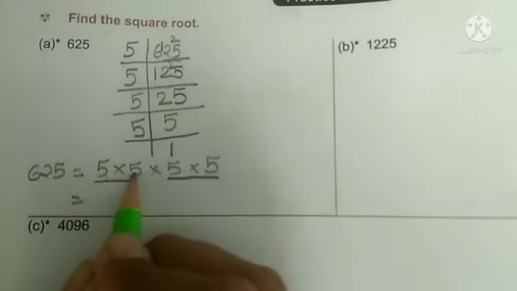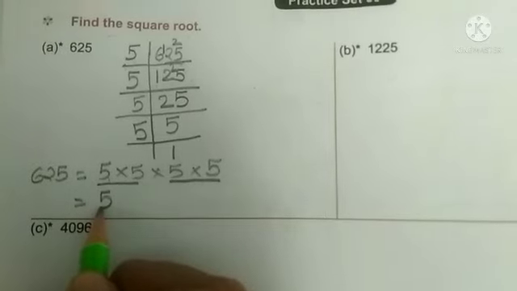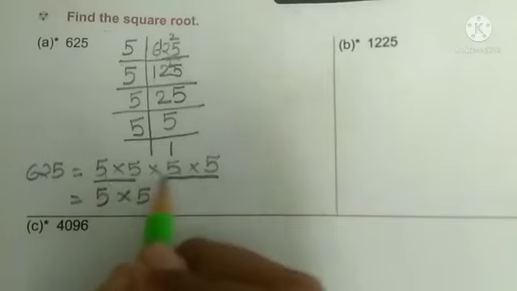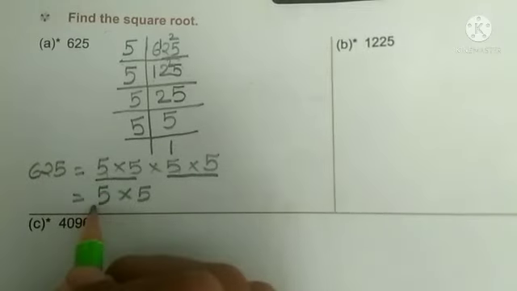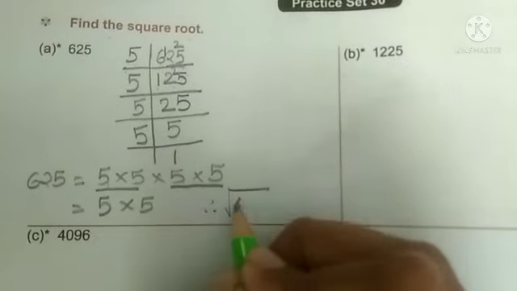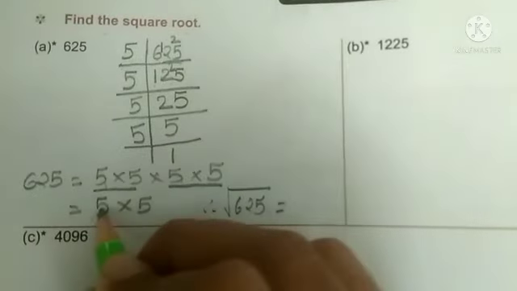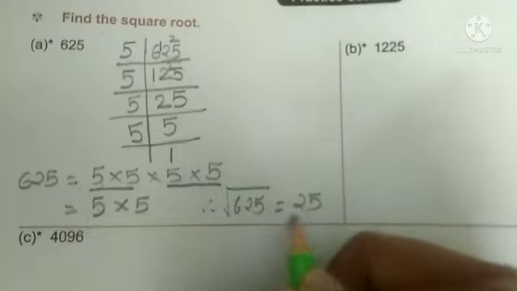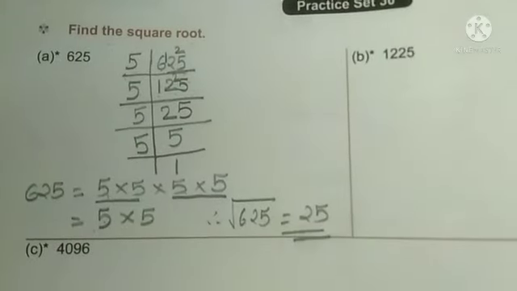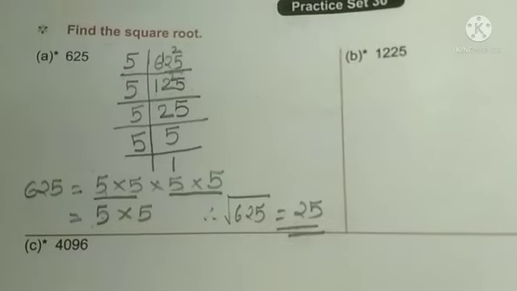That is 5 into 5. From this we will take only 5. And 5 into 5 we will take only 5. Means whenever you are making the pairs, from those pairs you have to take only one 5. Now, what will be the square root of 625? That is 5 5s are, you will get 25. Clear? So like this, with the help of factorization you have to find out the square root.